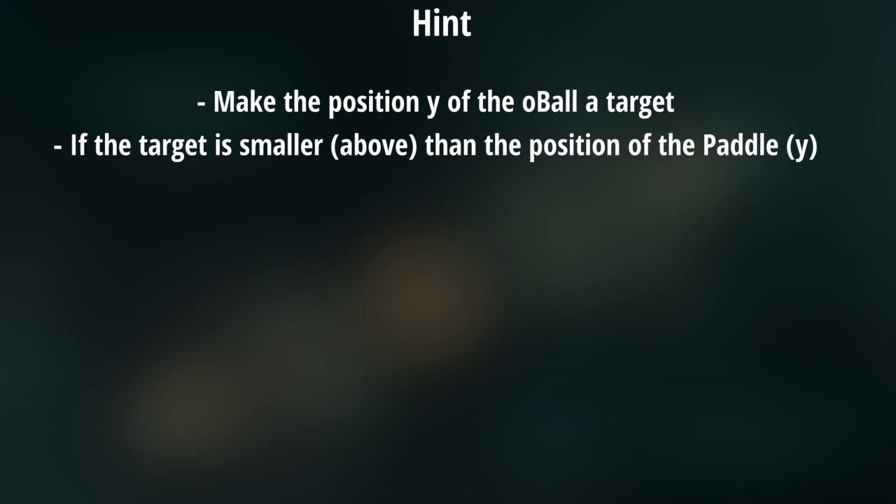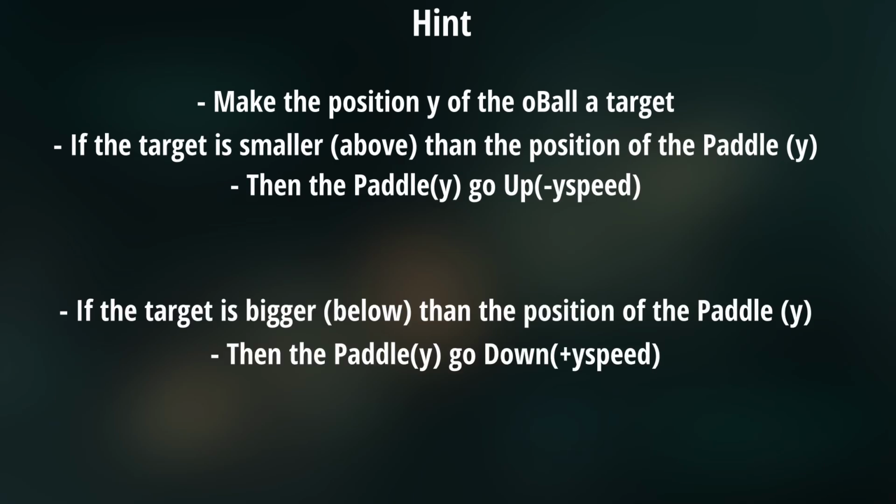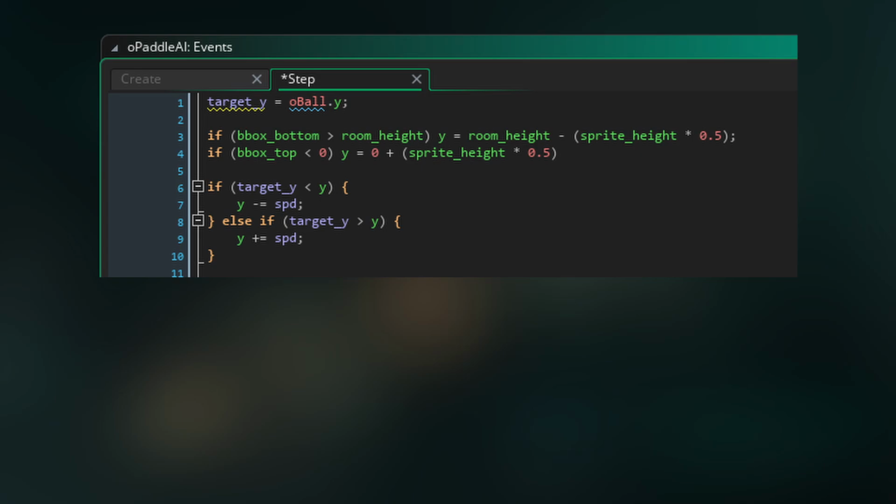Like, if the paddle target Y is smaller than the position Y of the paddle, then the paddle should go up with negative Y speed. And the same thing for the move down. Alright, here's what I did. I put target Y equals the position Y of the ball as a variable in the step event because it needs to keep track of the Y position of the ball every frame. And with that, you simply tell it that if the ball is higher than the paddle, then the paddle goes up.